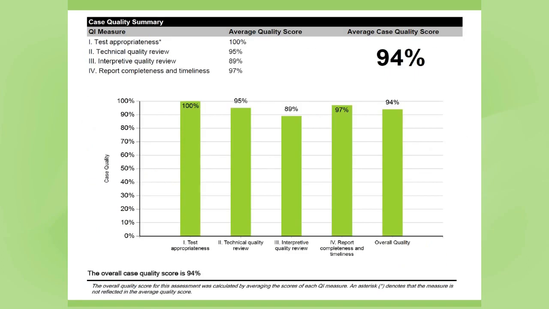And here's just another example of how you can look at the data. It's just a graph, but I think it's a really nice representation. We're doing really well on test appropriateness. Where is the area of improvement that we need the most? What should we focus our quality improvement on this year? Maybe you see we got 89% in interpretive quality review. That's still pretty good, but we could do better. We could get it to 100. So let's take a look and see how we can do that.